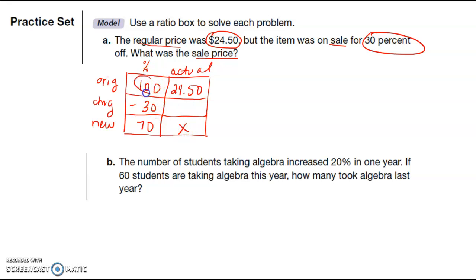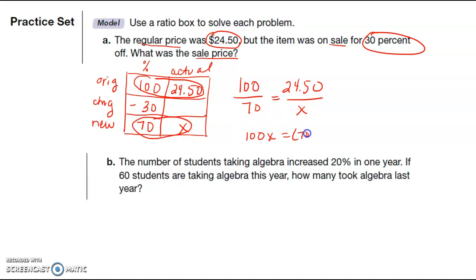Okay, so I'm going to use this line and this line to make my proportion: ratio box, proportion, cross multiply. So really the hardest part of this is the ratio box. So I have 100x is equal to 70 times 24.50. Let me get my calculator out.